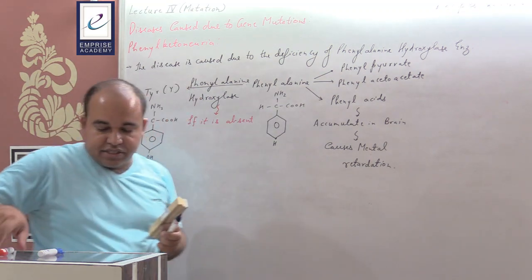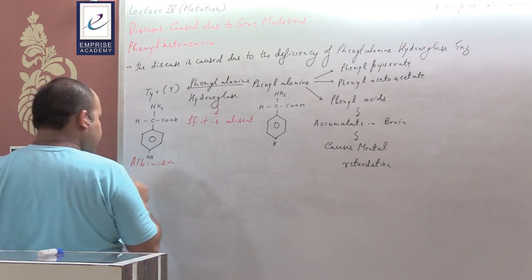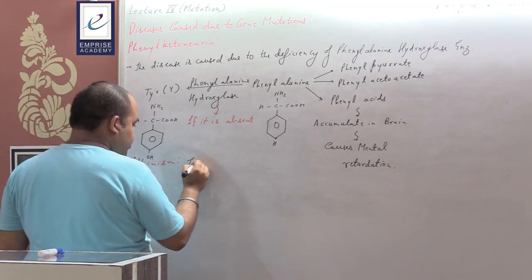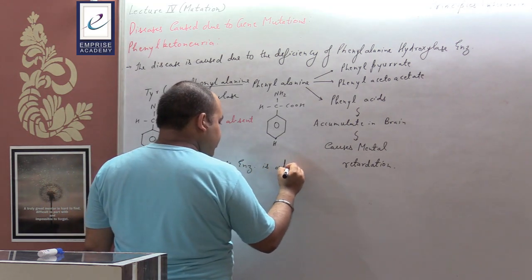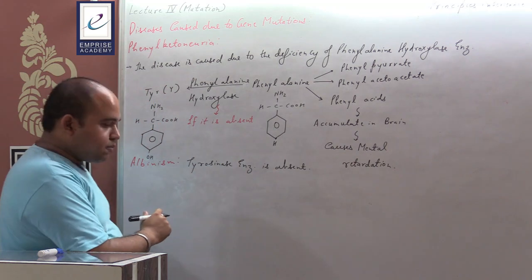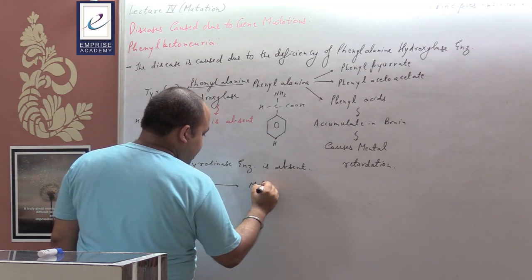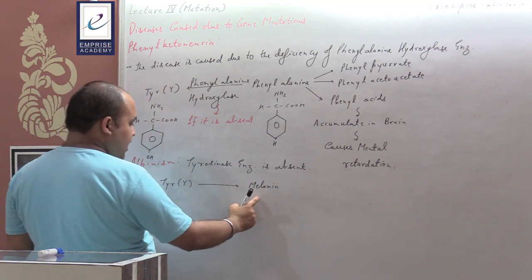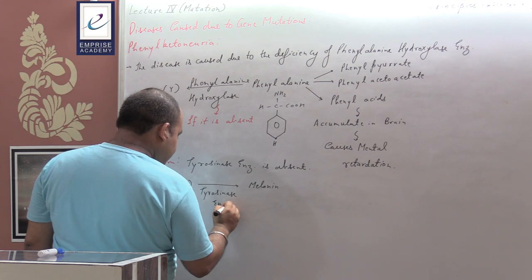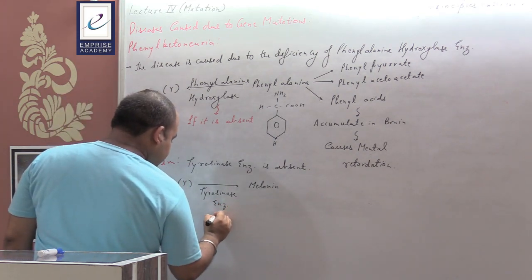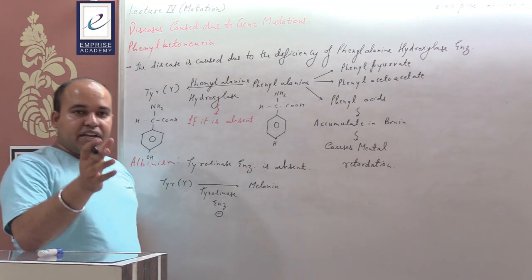So the last disease is albinism, in which the tyrosinase enzyme is absent. Because this enzyme is absent, tyrosine cannot get converted into melanin. Tyrosine forms melanin in the presence of tyrosinase enzyme. If this enzyme is absent, it will cause albinism, which is also called Surajmukhi in Hindi.